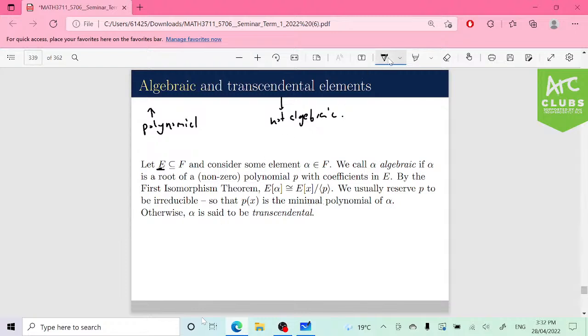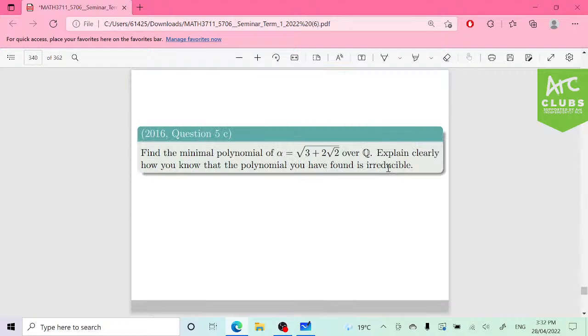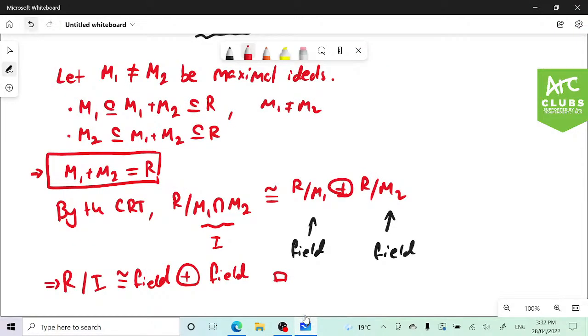If there is no polynomial with root alpha, then we call alpha transcendental. So let's have a look at this example. We're going to find the minimal polynomial of alpha equals to this over Q, and we want to explain clearly how you know that the polynomial you have found is irreducible. So let's go ahead and do this.